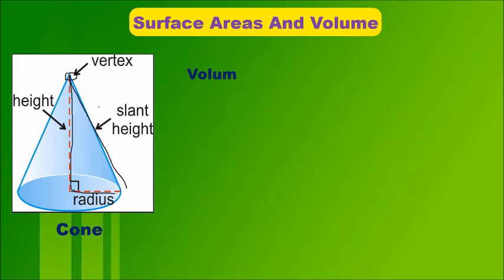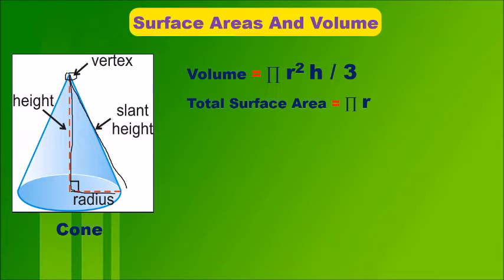So the volume of cone is equals to pi r square h divided by 3, or we can say 1 upon 3 pi r square h also. Next one is total surface area of cone, that is equals to pi into r under bracket L plus r. Next one is curved surface area of cone, that is equals to pi into r into L.